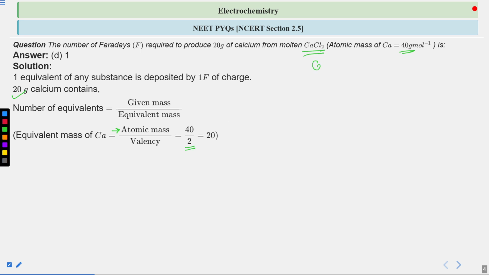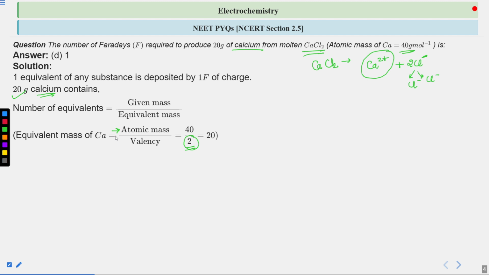Okay, because calcium chloride is going to dissociate into Ca2+ plus 2Cl-. That means we have 2 chlorine, each having 1 negative charge, and calcium 2 positive, that means the calcium ion having a 2 positive charge. We are talking about calcium, so the valency here, or the electrons donated or accepted during the process of getting calcium from molten CaCl2, is 2, because it has a 2 positive charge, that means it has lost 2 electrons. So we are taking valency as 2 here.